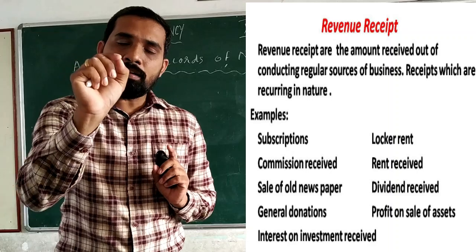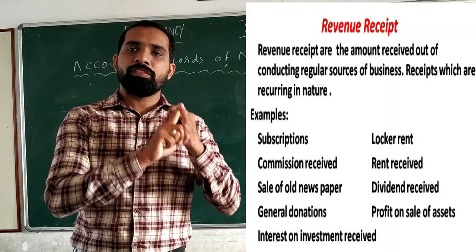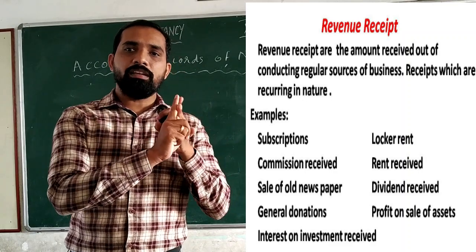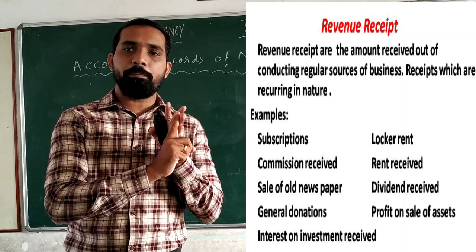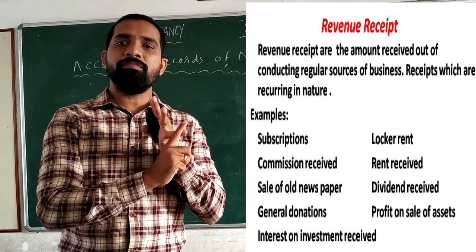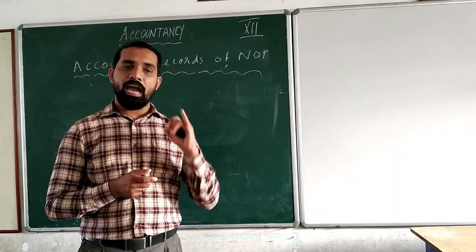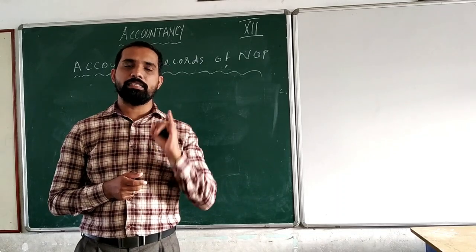The examples of revenue receipts: subscriptions, commission received, rent received, locker rent received, sale of old newspapers, dividend received, and general donations. The next one, capital payments or capital expenditure.